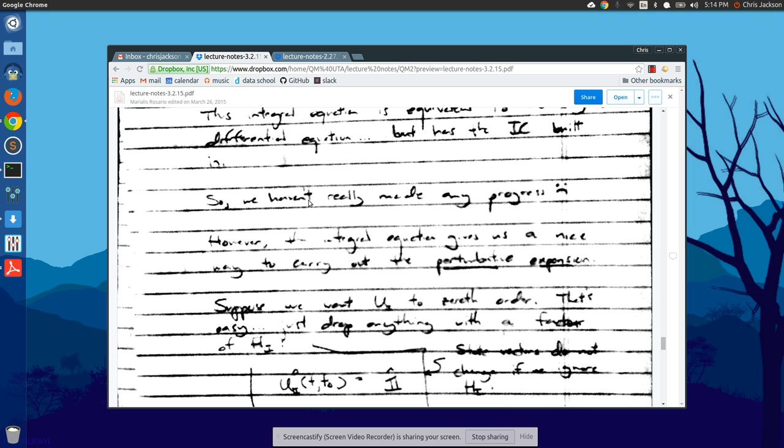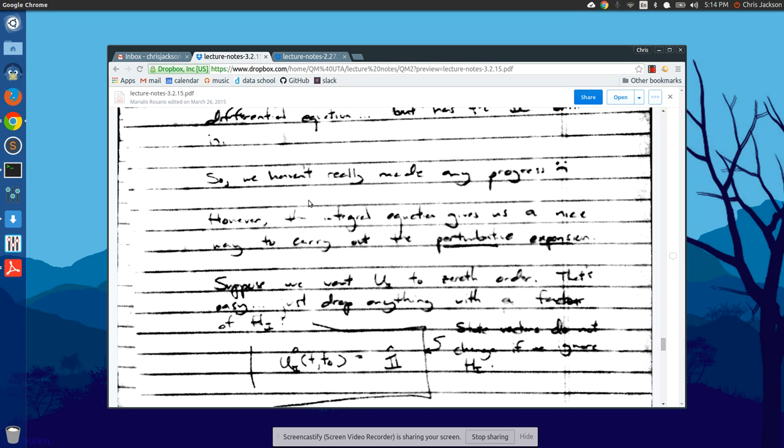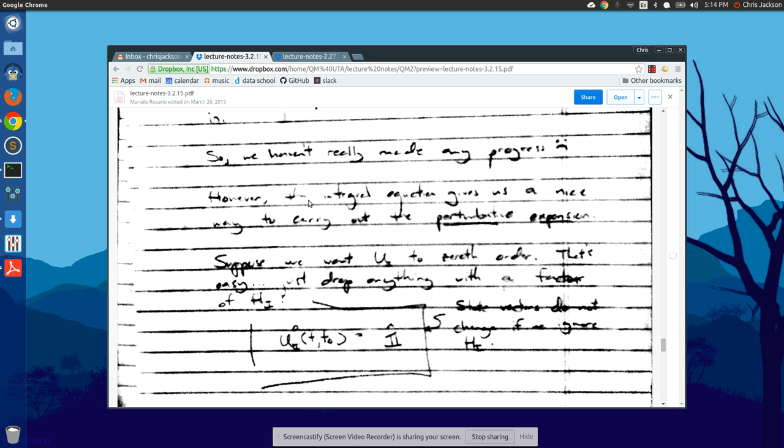Right. So it looks like we haven't really made any progress, right? We've introduced this new picture, but the prospects of our solution look a little gloomy, right? But like I said, this integral equation gives us a nice way to carry out this perturbative expansion.